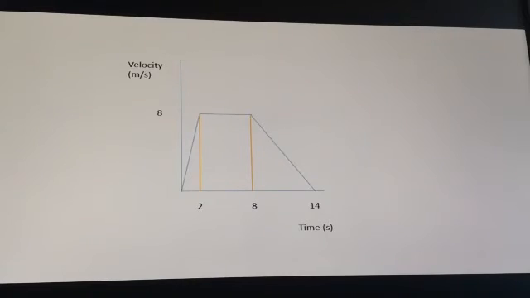The last triangle, using our half base times height method again, we've got half times 6 times 8. So that's 3 times 8, which is 24 metres that were travelled in that last 6 seconds of the journey.